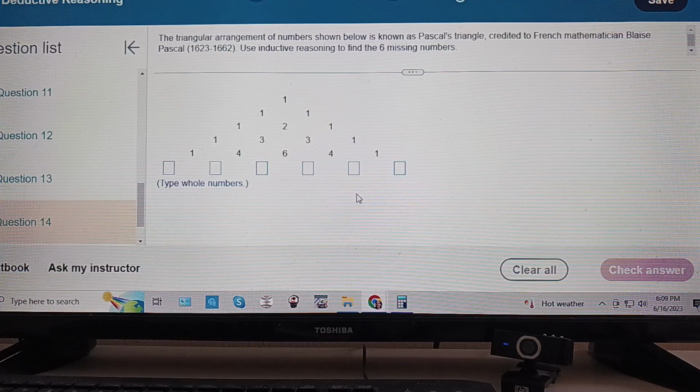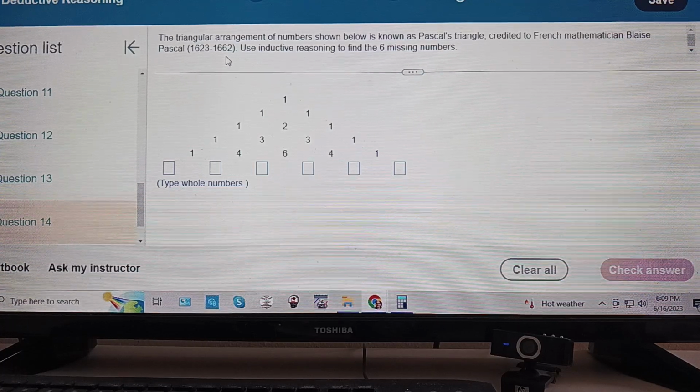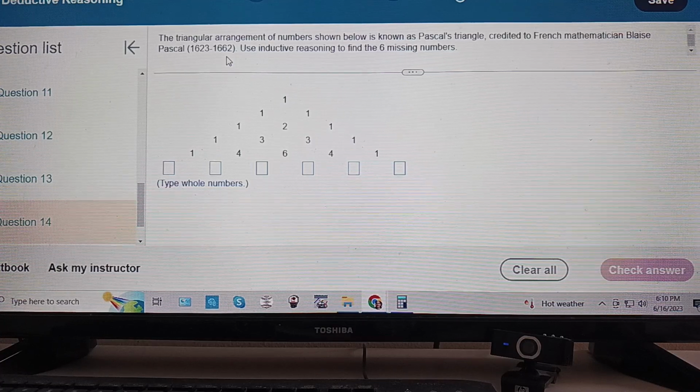Okay, this one is known from long ago. This is called Pascal's triangle. There was a French mathematician, Blaise Pascal. He lived from 1623 to 1662. And this was known well before him. Actually, about 1,000 years ago, they found it in a Japanese document.